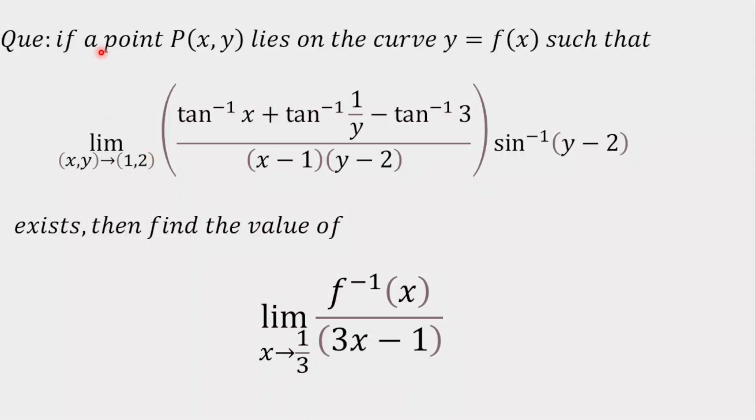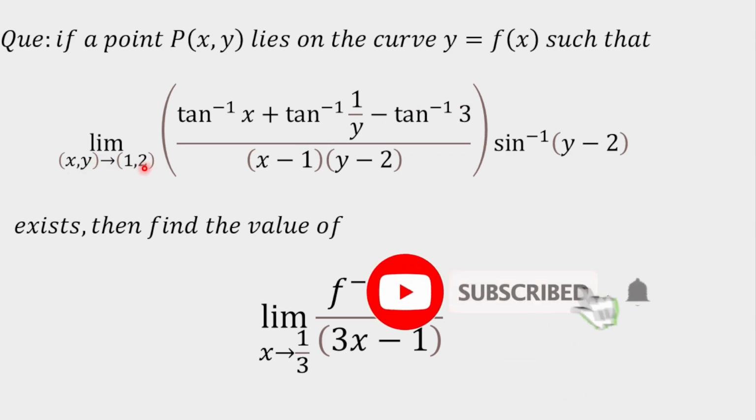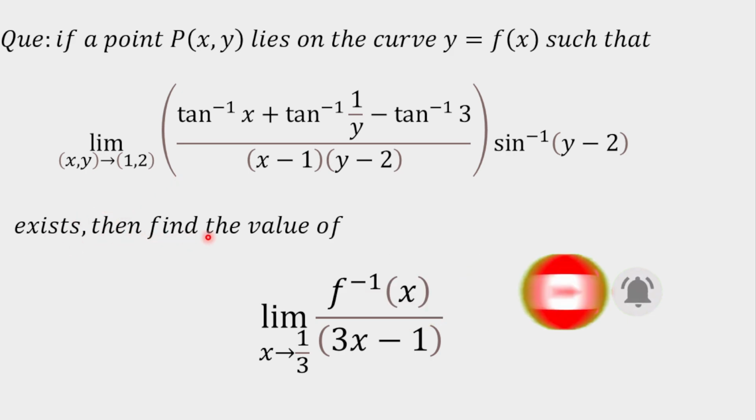The question is, if a point P(x, y) lies on the curve y = f(x) such that the limit as x tends towards 1 and y tends towards 2 of this given function exists. It is given that this limit exists. Then we have to find the value of the limit as x tends towards 1/3 of f inverse of x upon 3x minus 1. Here this is f inverse of x.